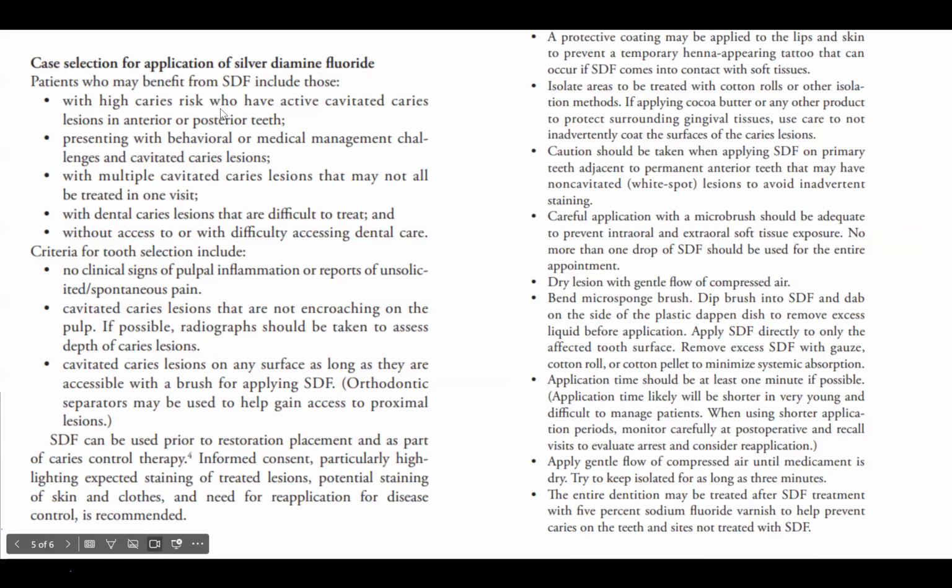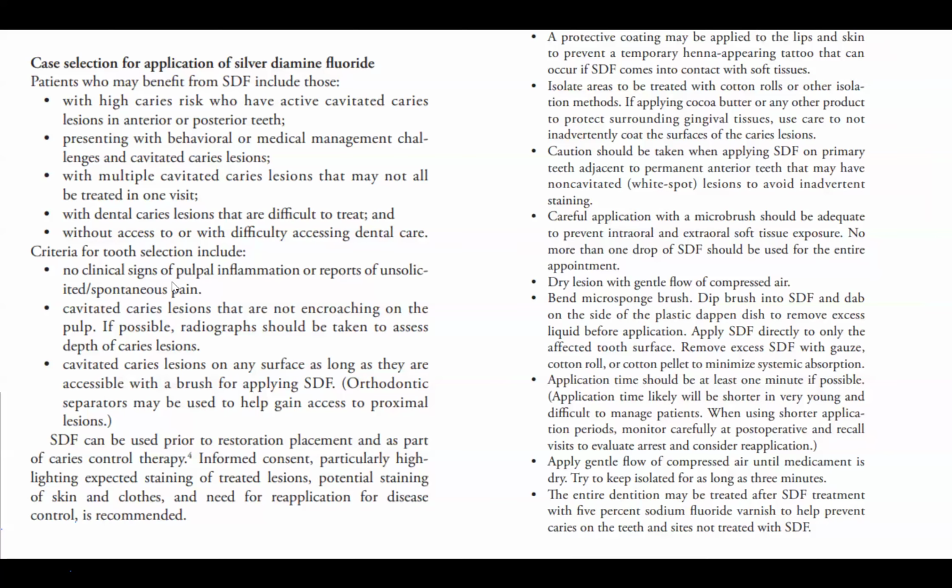Case selection. Who are the patients which benefit from SDF? High caries risk who have active cavitated caries in anterior and posterior teeth. Those who have behavioral and medical management challenges. Those with multiple cavitated lesions that may not be treated in one visit. And those with dental caries lesions which are difficult to treat or without access to dental care, in rural areas, etc.